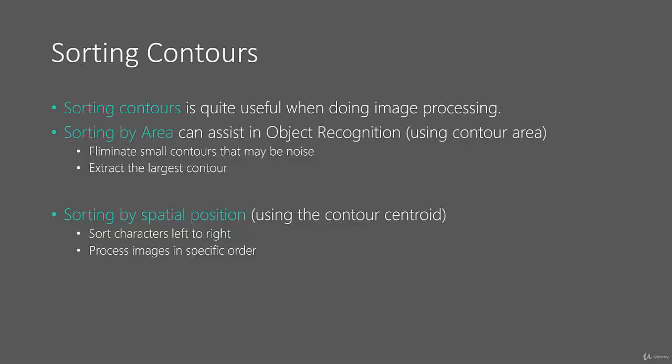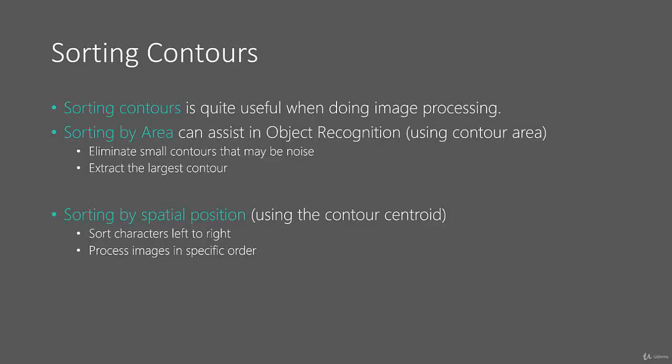So let's talk a bit about sorting contours. This is a surprisingly useful technique when applying object recognition algorithms or machine learning classification algorithms. Sorting contours by area, which is the first technique we discuss, helps us eliminate small contours which may be picked up as noise, or extract the largest contours, which may be the most important parts of the image we wish to analyze.